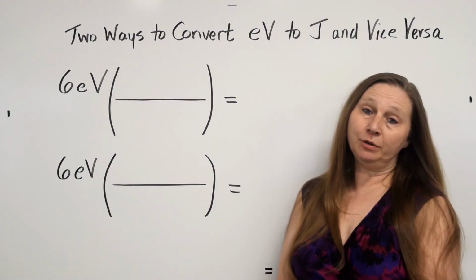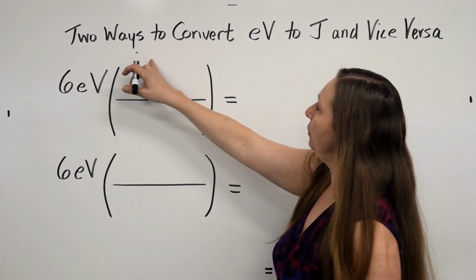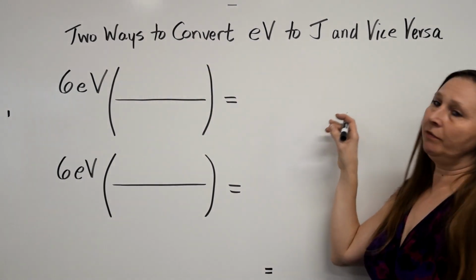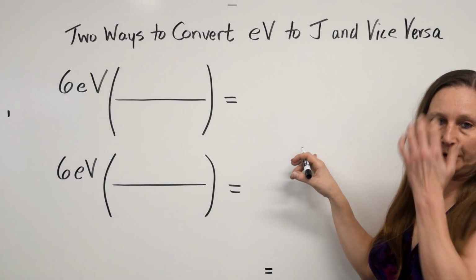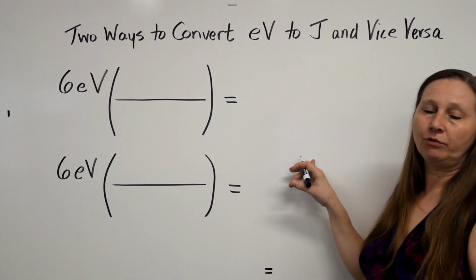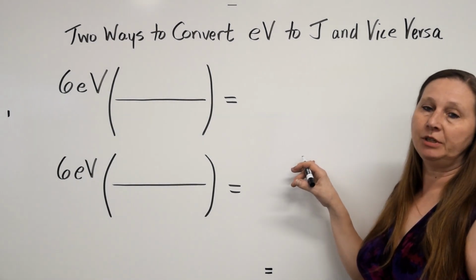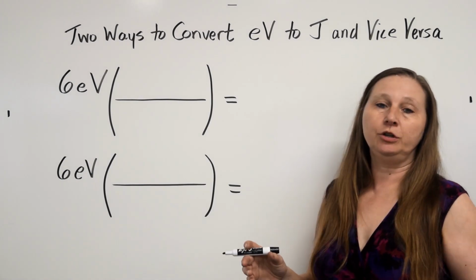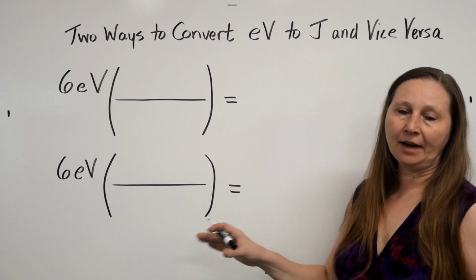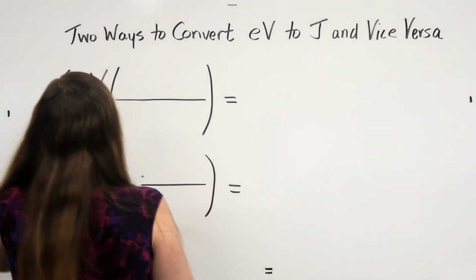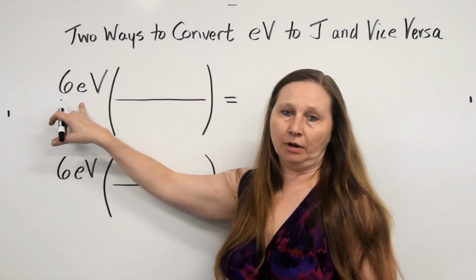So now that we have 2 different equalities, we have 2 different ways to convert from electron volts to joules and vice versa. Now, the way that you'll probably do it is to say that 1 electron volt is equal to 1.6 times 10 to the negative 19 joules, because you don't have to memorize that, it's right on your reference tables. Now, this is the factor label method. You can tell because we want to convert 6 electron volts.